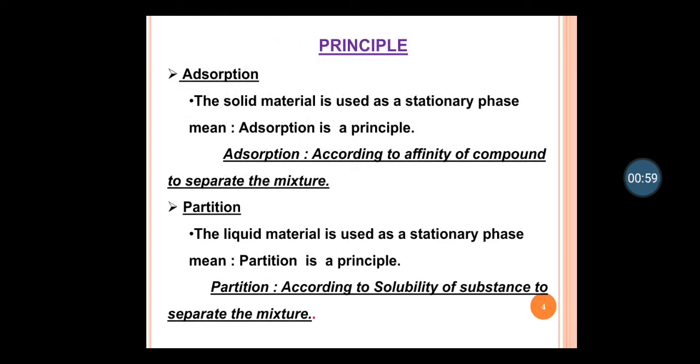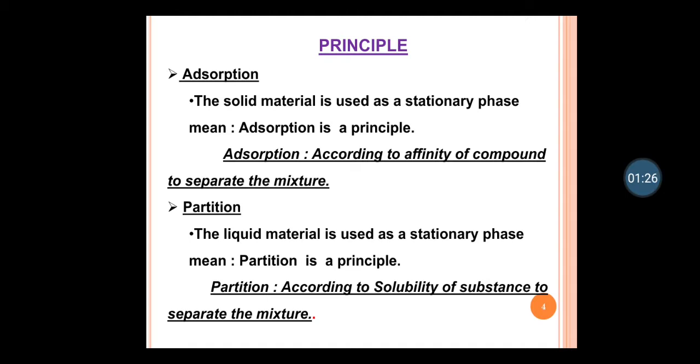Next heading, principle. Usually chromatography involves two types of principle: adsorption or partition. First, adsorption. A solid material is used as the stationary phase. Adsorption separates the mixture according to the affinity of the compounds.